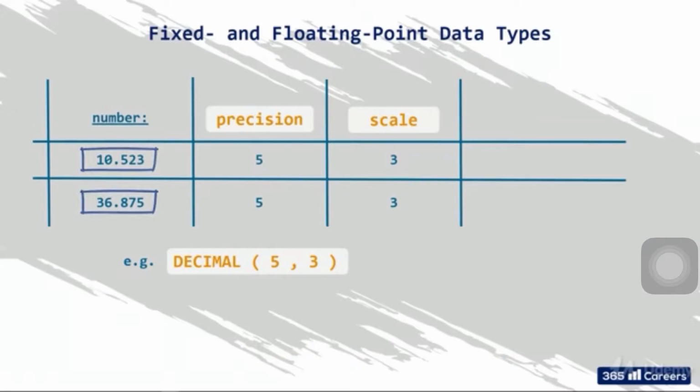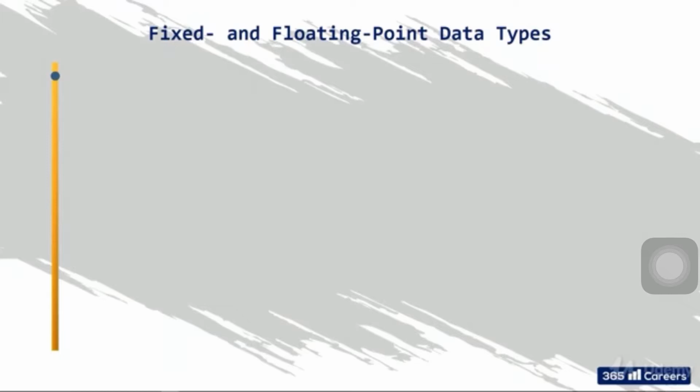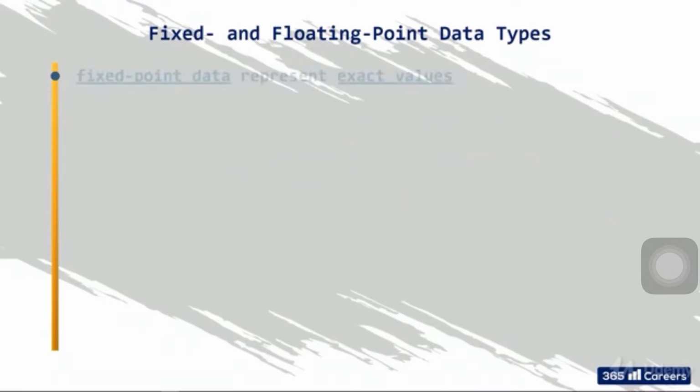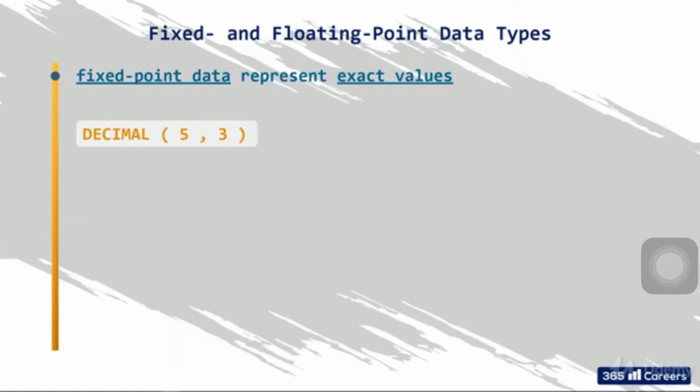Great! The next important distinction to remember is the one between fixed and floating point data types. Fixed point data represent exact values. Decimal is a good example of this type. Decimal 5 and 3 will contain a value with a total of 5 digits, 3 of which will be after the decimal point. Again, 10.523 would fit.